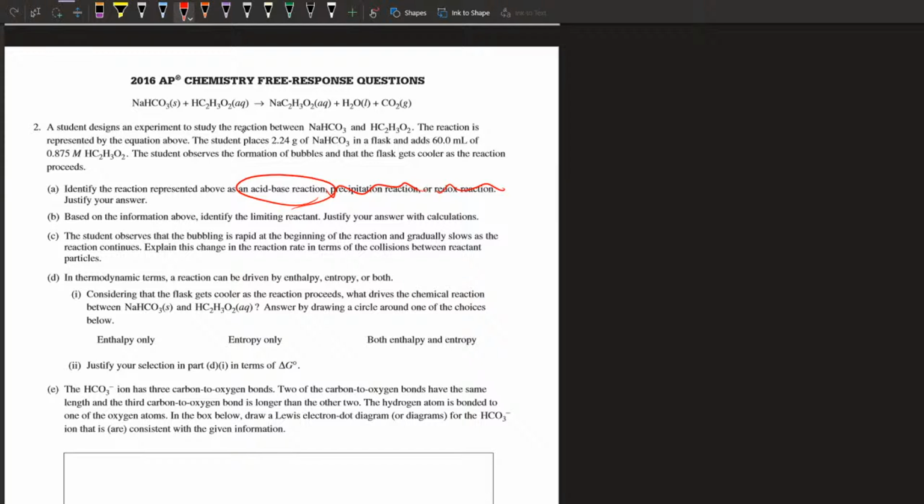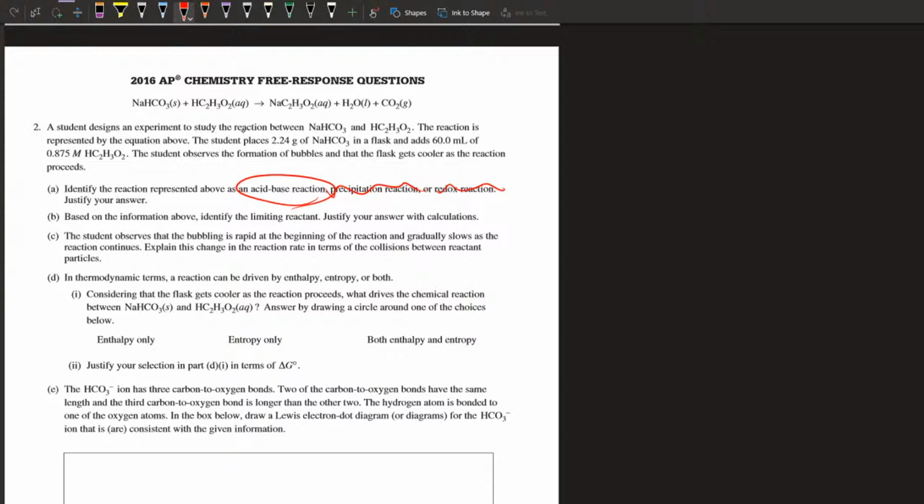But if you guys wanted to check, the weak acid here, acetic acid, reacts with the weak base HCO3. And the acetic acid is going to donate the proton to HCO3. So we know that this is an acid-base reaction.